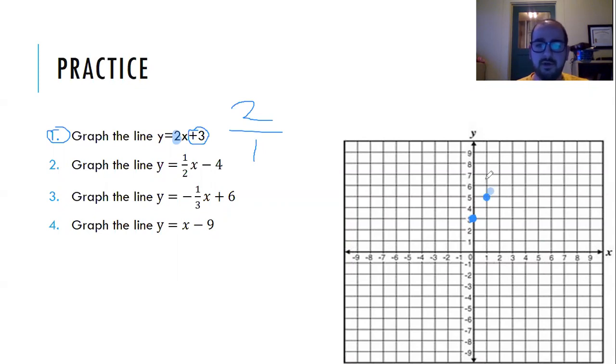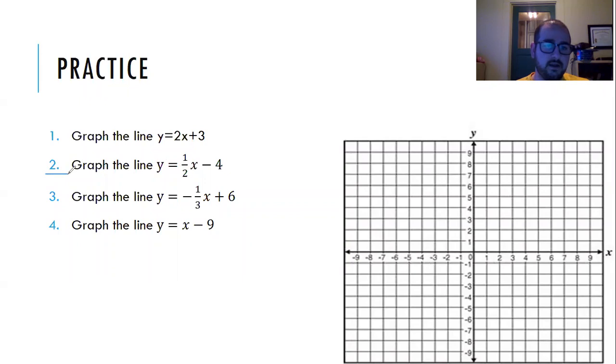Do it again. Up 2 over 1. Then you're going to create a line. That's how you graph in slope-intercept form. Now, this one, I think, is how you're going to solve most of them. Most of the time, you will see a linear function in slope-intercept form. So we're going to practice another one.